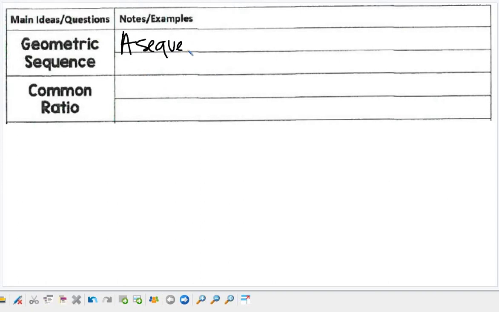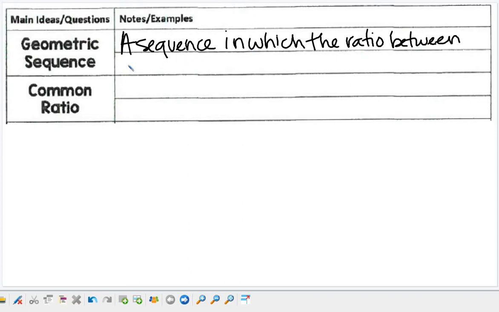So a geometric sequence is a sequence in which the ratio between any two terms is constant. So notice we went from a common difference to a common ratio. Just kind of be aware of that, and we'll talk about what that ratio is in just a minute.